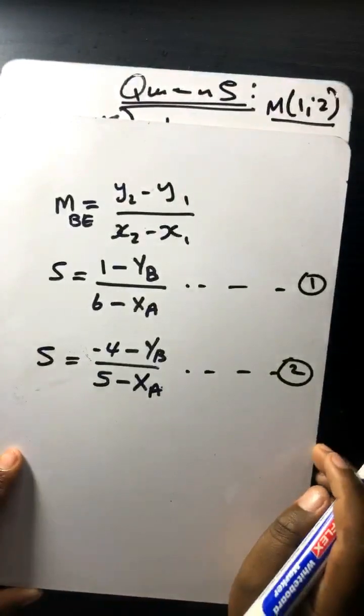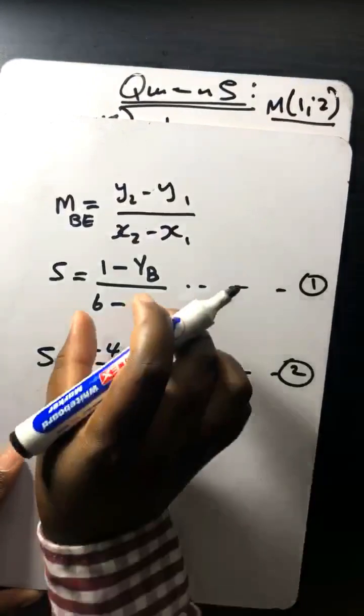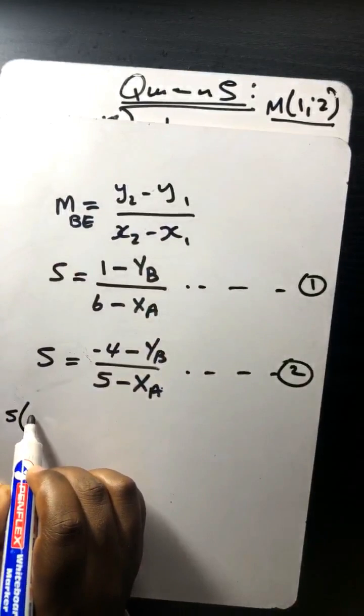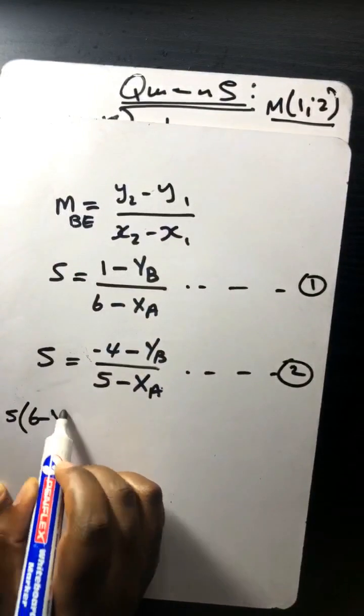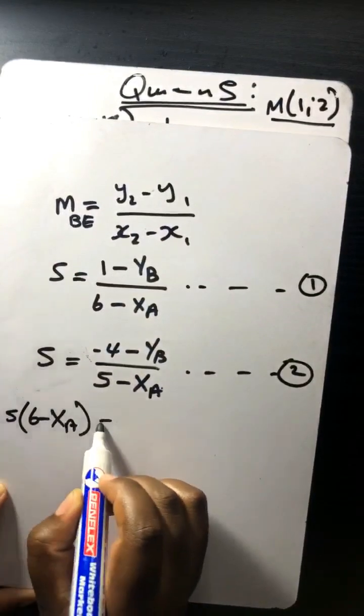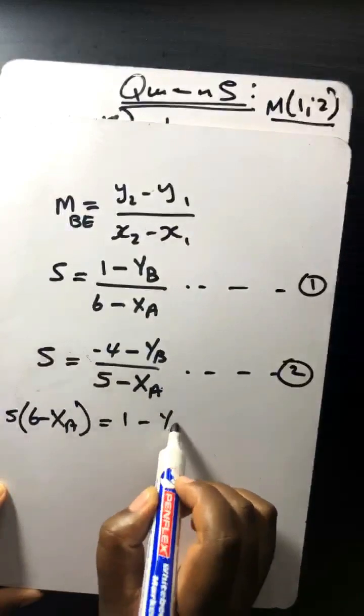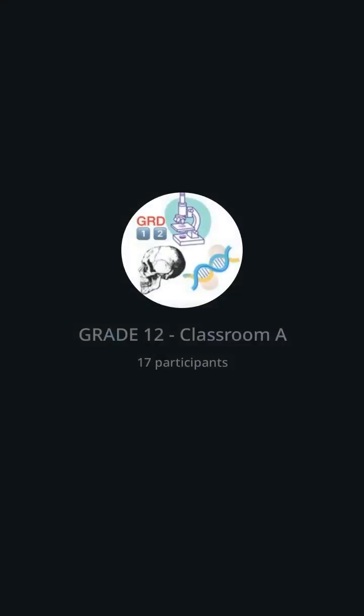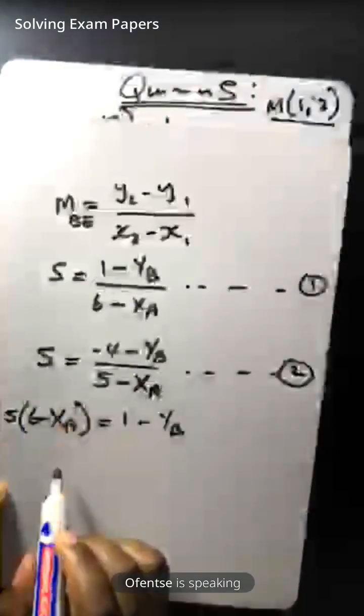And then let's see what you do: you can just cross multiply. Then you are having 5 into 6 minus x at A, which is equal to y minus 1 minus y at B. And then you can also do the same for the gradient of BE.